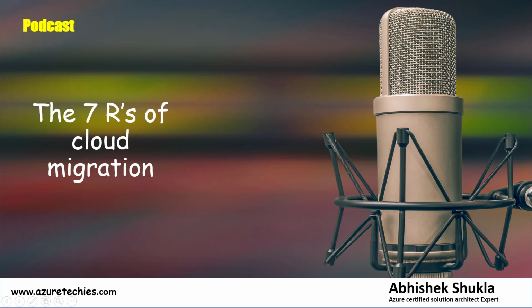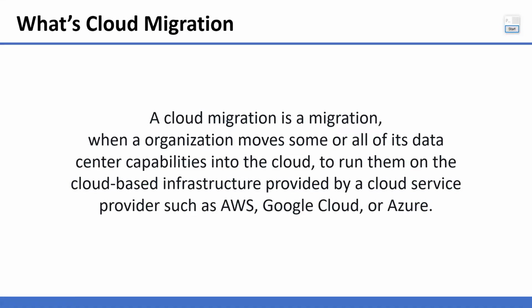In today's session, we will discuss the 7R strategies of cloud migration. So what is cloud migration? A cloud migration is when an organization moves some or all of its data center capabilities into the cloud. This type of migration usually happens to run them on cloud-based infrastructure provided by a cloud service provider like AWS, Google Cloud, or Azure, or it may be any other cloud.